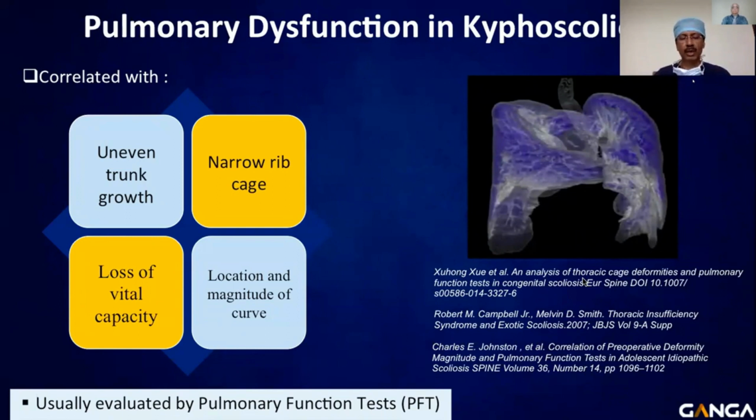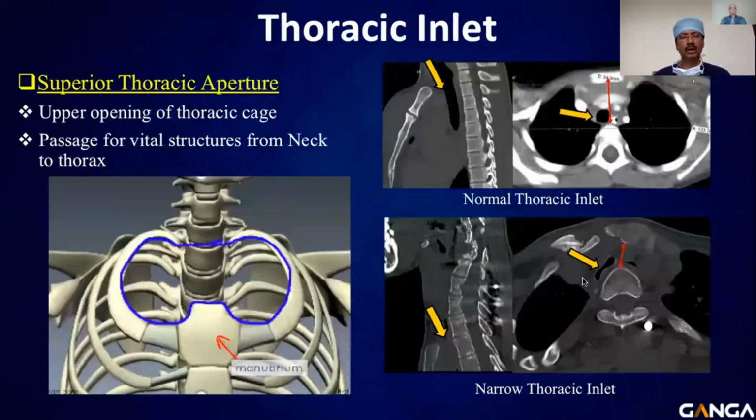But rarely do we actually see or talk about or evaluate one of the other important anatomical regions, that is the thoracic inlet. Now we know that the thoracic inlet is the superior thoracic aperture, the upper opening of the thoracic cage, and forms the important area of passage of vital structures from the neck to the thorax. And if you can see over here, there could be a lot of difference and compromise in this thoracic inlet whenever there is a deformity of the spine involving this region.